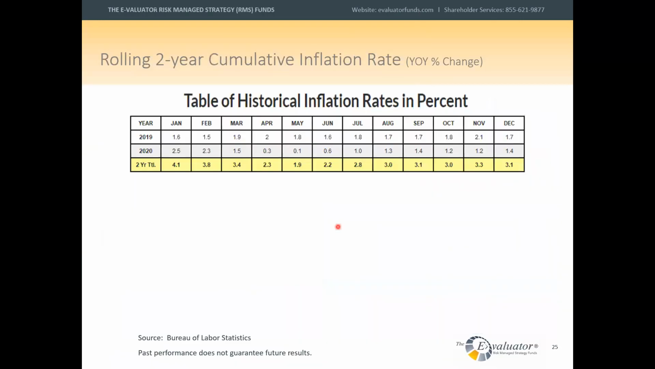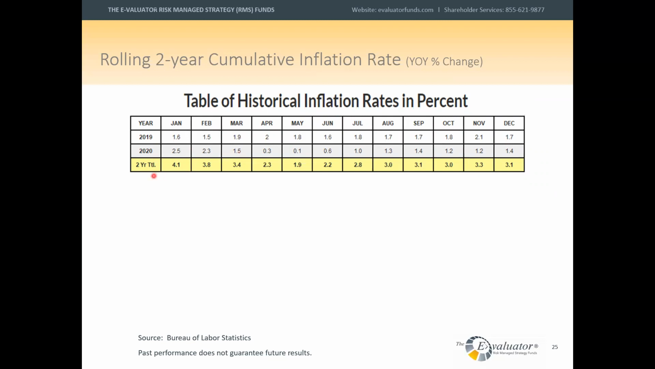Let's talk a little bit about inflation. What you see here is 2019, year over year, how much inflation went up. In January of 2019, inflation went up 1.6% year over year. February 1.5, March 1.9. Below that, we're showing you 2020. In January 2020, year over year, inflation went up 2.4. Then in February, it went up 2.3. So you can see every month what the year over year inflation increase was.